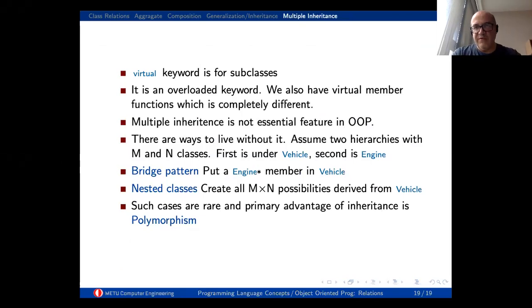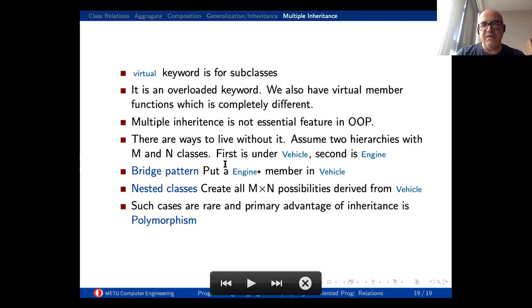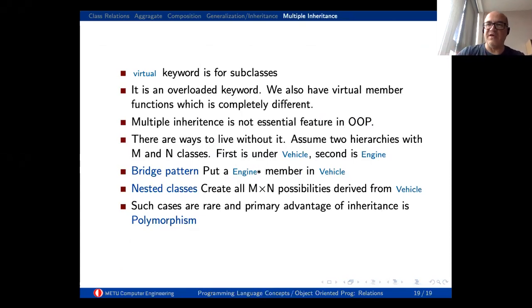We are going to use the virtual keyword for another purpose in the next slide group. Multiple inheritance is not essential, as we said. There are different ways, for example, instead of having vehicle and engine hierarchies and combining them, we can have an engine pointer member in vehicle so that we follow the pointer instead of directly calling the engine class. In the same scope, we can have an extra pointer, like strategy and bridge patterns. We can use nested classes and so on.